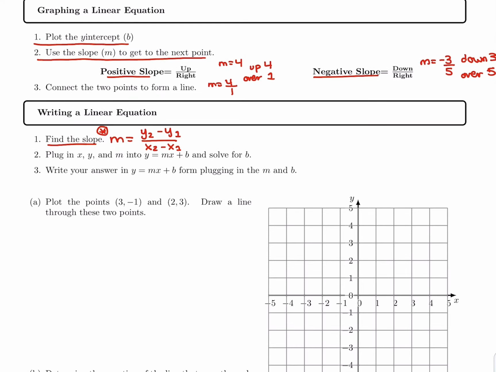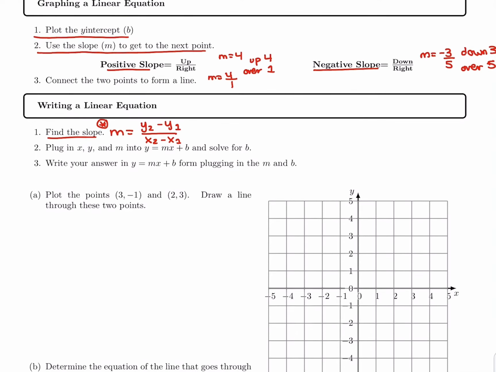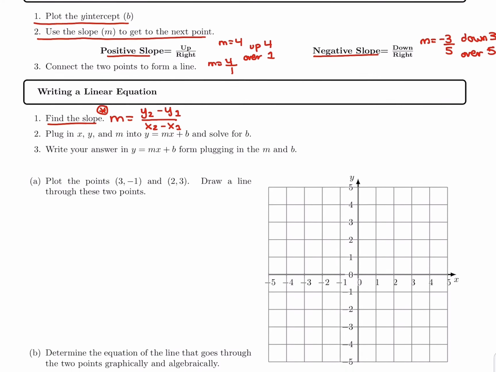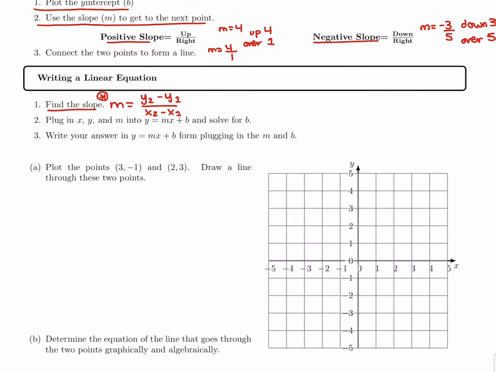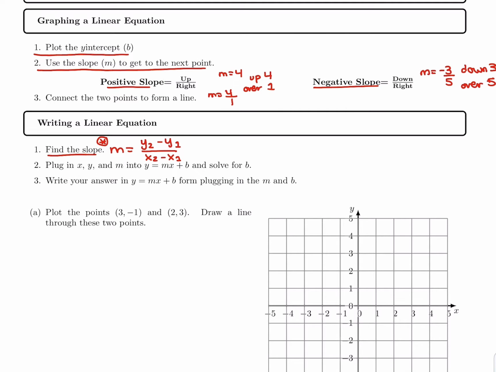So with a graph, you start with the y-intercept, but with an equation, you start with the slope. And then the second part for finding the equation is plugging in everything you know, your x, your y, and m, and then solving for b, and then writing your answer in y equals mx plus b form. So let's do both of these.